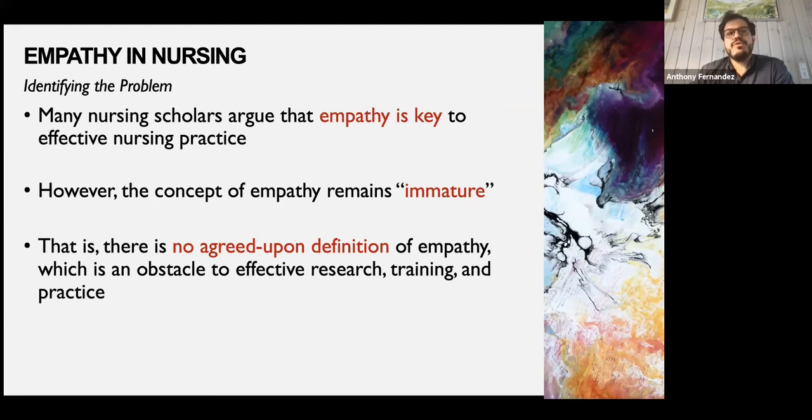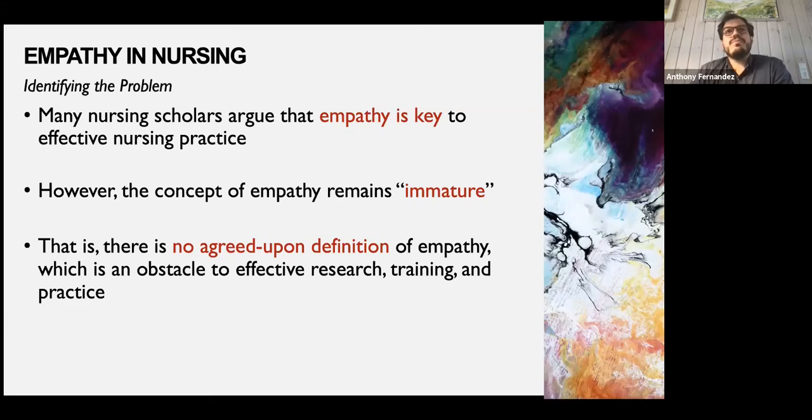Concepts can also be immature because they refer to a variety of phenomena rather than having one distinct object that they refer to. So we might use empathy in this kind of broad or generic way that actually refers to a few different phenomena that ideally we should be able to better distinguish.